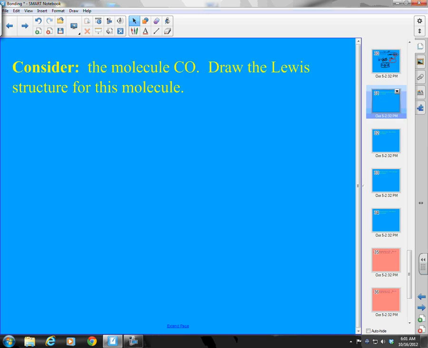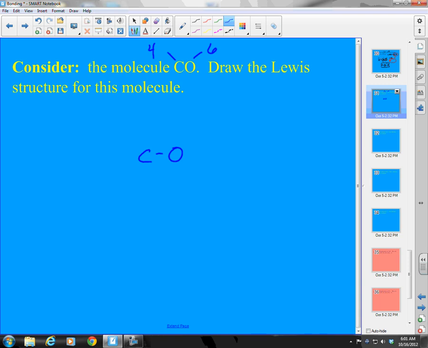Consider the molecule CO. Okay. Draw the Lewis structure. Where do we start? Valence electrons. Carbon has 4. Oxygen has 6. Good. Choose a central atom. Well, we only have 2 atoms, so either one's central. So we'll go like this, right?